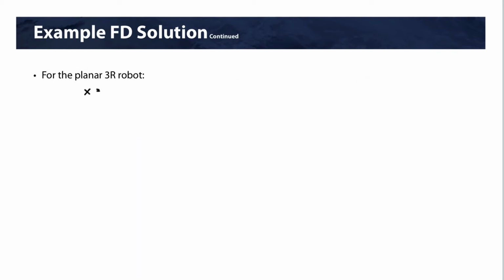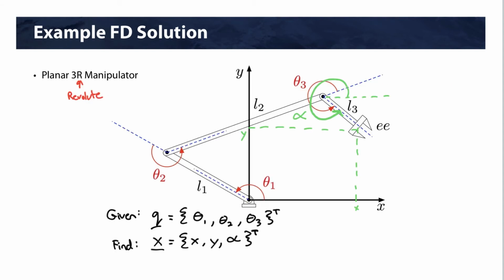So let's write that down. We're going to have L1 C1, and in this course we're going to use shorthand notation. If you see C ij..., that's just the same as saying cosine of theta i plus theta j plus whatever number of angles we have. So if you see C, we're typically talking about cosine. That's for the first link.